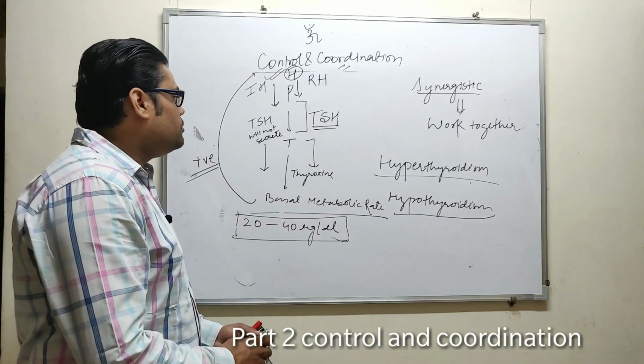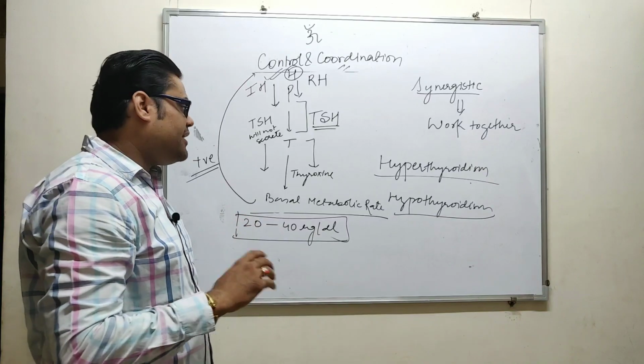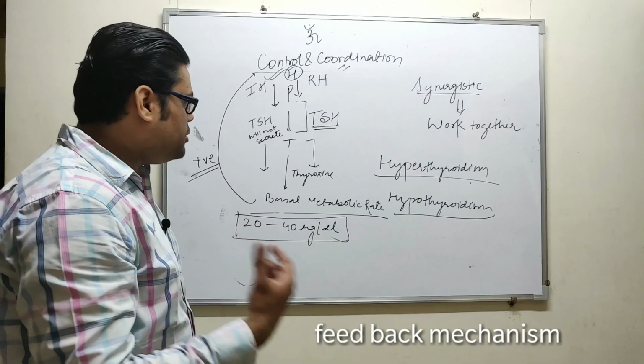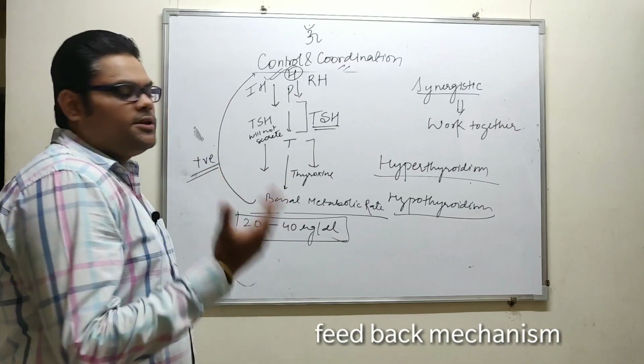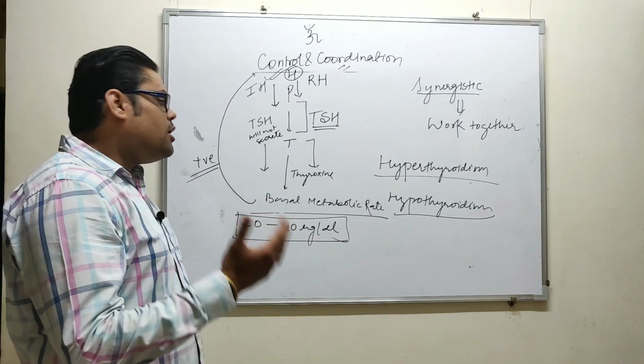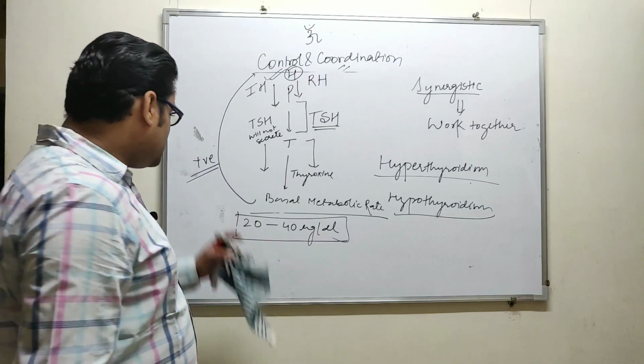Okay, so as the thyroid stimulating hormone is secreted from the pituitary, it will stimulate the formation of thyroxine, and thyroxine will increase the basal metabolic rate, until the thyroxine level comes to the required level. Now this is known as what?